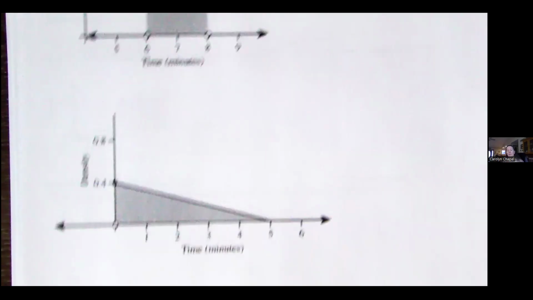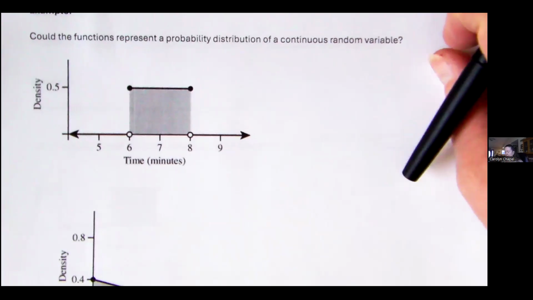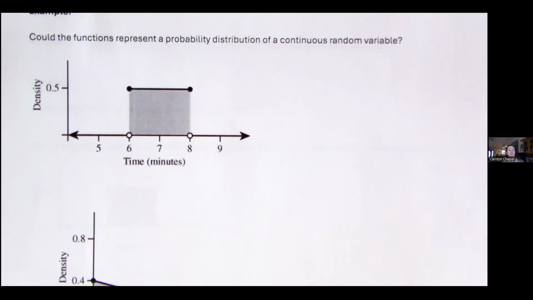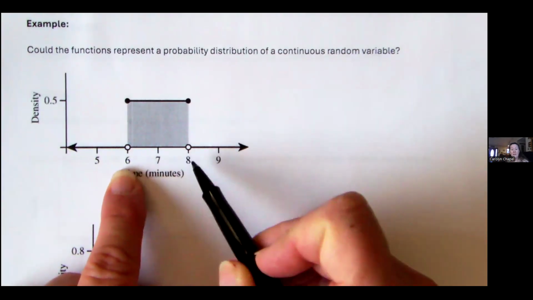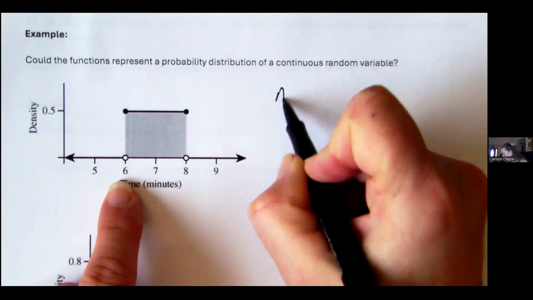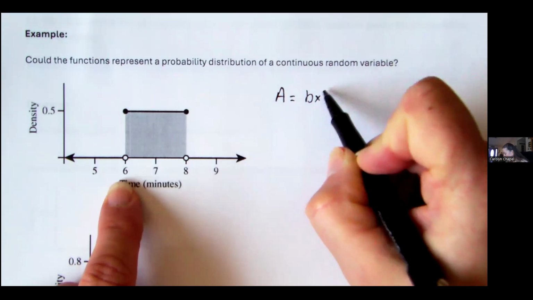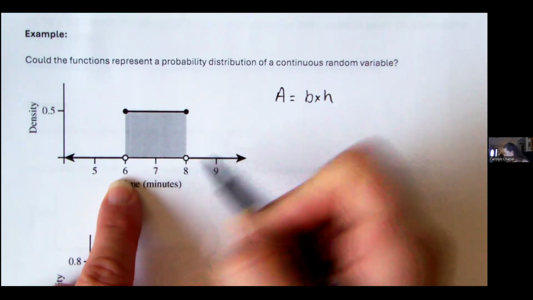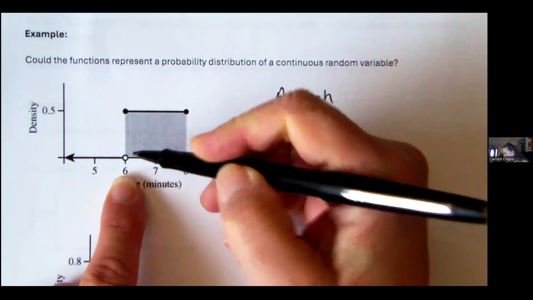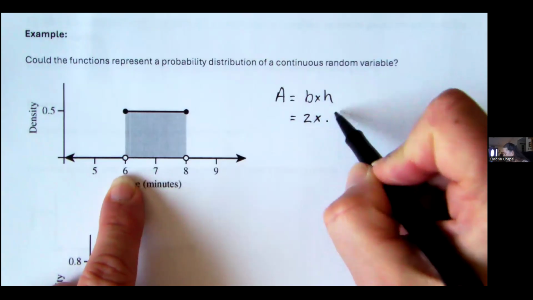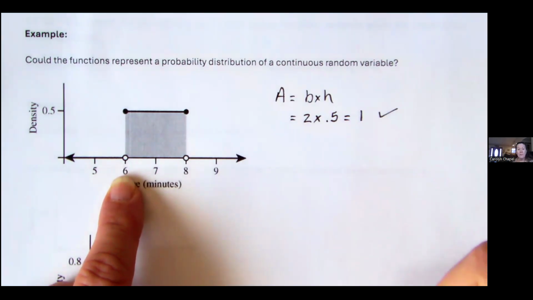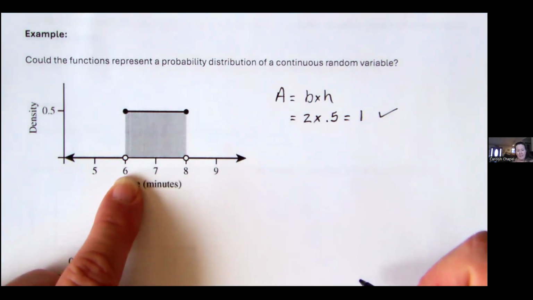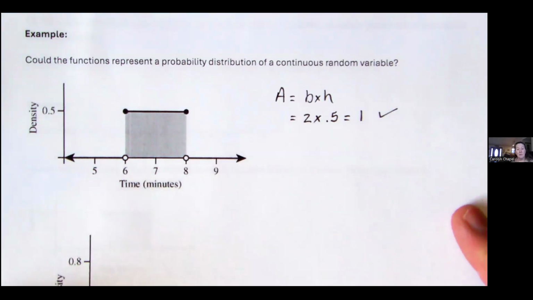And so the next thing we have to do is make sure that the area under our curves is equal to 1. So you have to remember how to find area. So this is a rectangle. Notice we only have some area when we're between 6 and 8. The area of a rectangle, if you remember, is your base times your height. So the base of this rectangle is 2, and the height of this rectangle is 0.5. And if I multiply those 2 together, I get the area of 1. So this could represent a distribution curve or density curve for a continuous random variable.